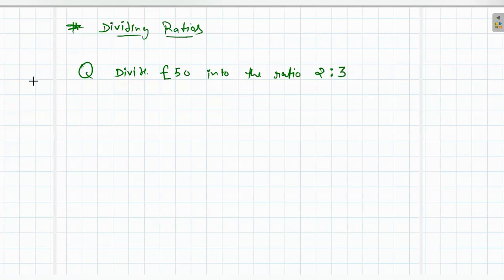So it's asking to divide 50 in the ratio 2:3. That is the type of question where I told you the ratio will be given and then they will be asking you for the separate numbers. So how will you do this? Any idea?